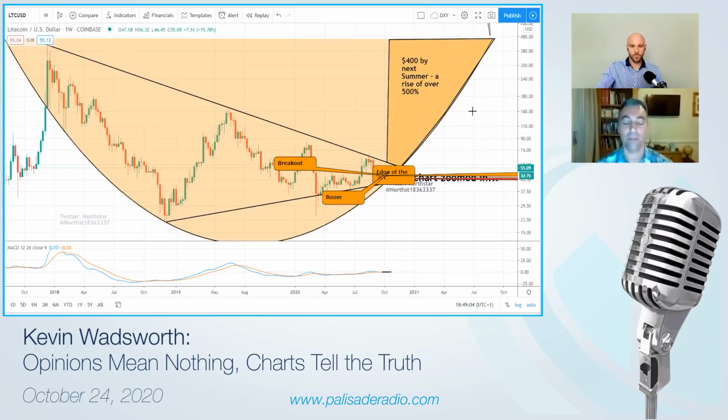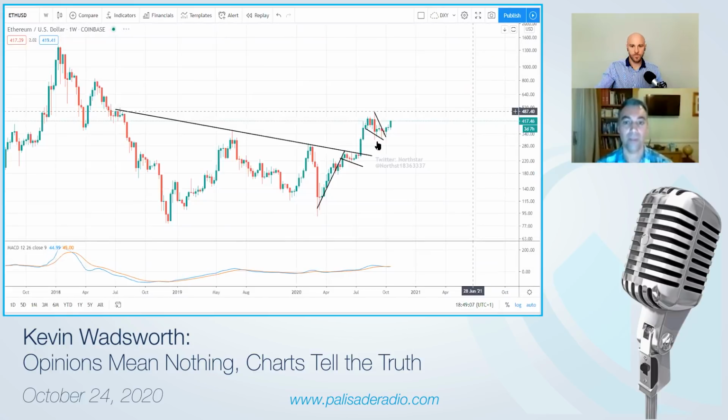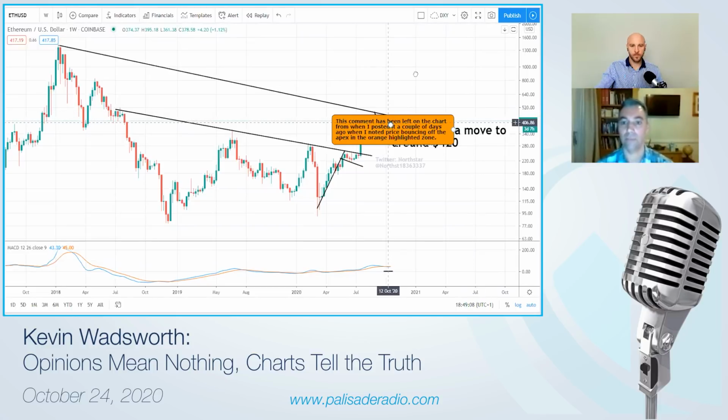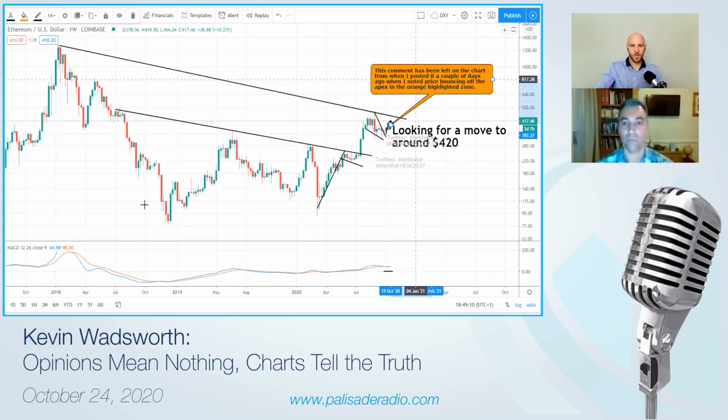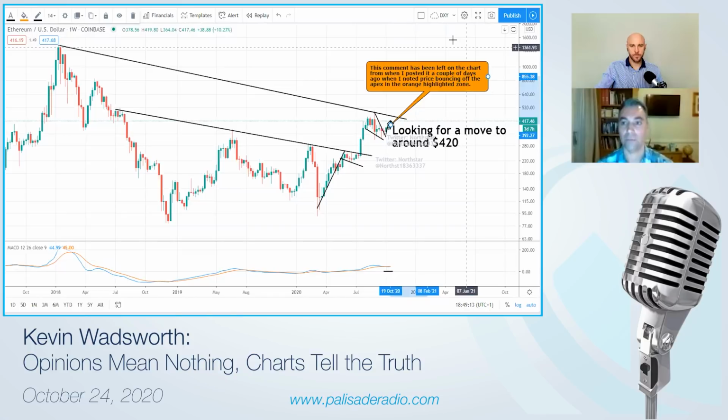Ethereum as well has a similar pattern, and this one doesn't have the arc formation on it, but if it did, it would show you somewhere around about $1,400 by, I guess, sometime around about next summer. And we're only at sort of 420 now, so you're talking about a tripling of the price for Ethereum within a space of 6 to 9 months, I suppose, something like that.